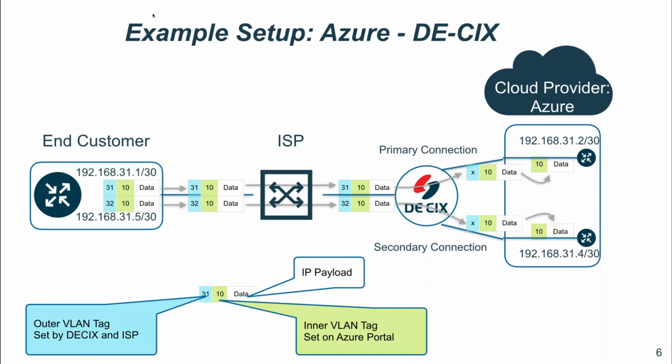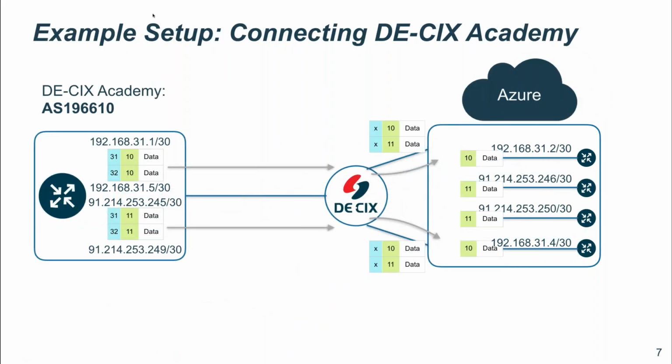And what I'm going to do now, I'm going to configure a live connection to the Azure cloud. I'm using DE-CIX Academy's router, which is directly connected to DE-CIX for that. And I'm setting up 4 connections. 2 connections, primary and secondary, to the private peering, using also private IP addresses, and 2 connections to Microsoft peering using official IP addresses. And here you can again see how the outer and the inner VLAN tags act together.